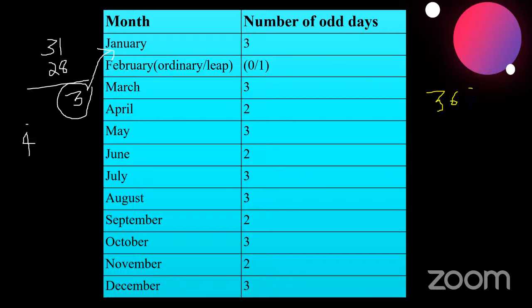In 365 days, how many completed weeks are there? 52 completed weeks. How many odd days are there? One. That one is the day without a completed week, right? That one is the odd day. Okay. Is that clear? In January, we have 31 days. So in that, 4 completed weeks are there. So remaining, we have 3 days. That 3 is the odd day of January.